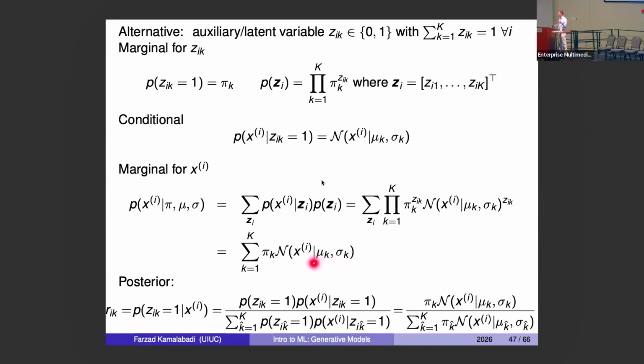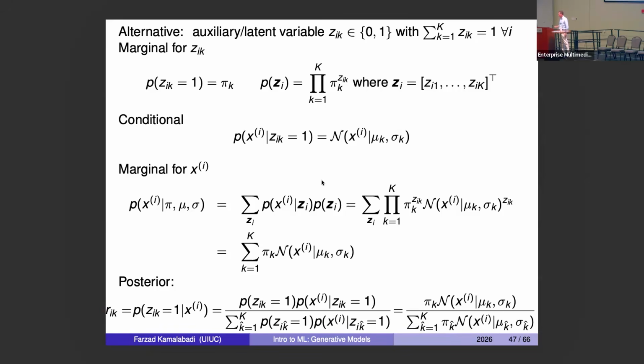And essentially, I have eliminated that auxiliary variable. I can write a posterior and come up with an expression that looks similar to that assignment that I had before. But this time, because it's a soft assignment, it's actually referred to as responsibility, which is not a binary assignment, but a relative contribution to each cluster center.